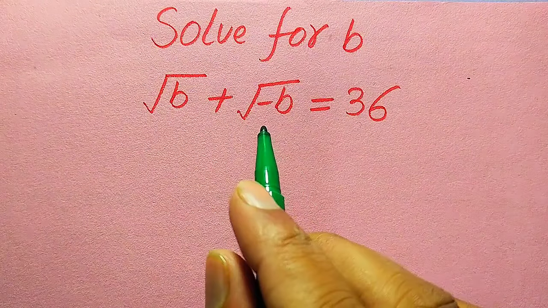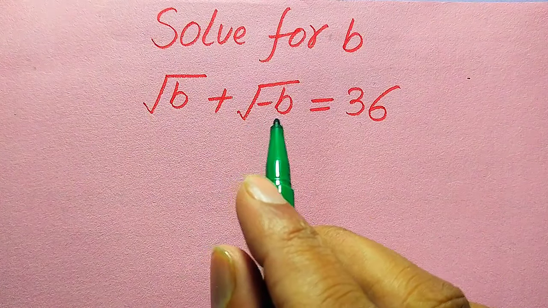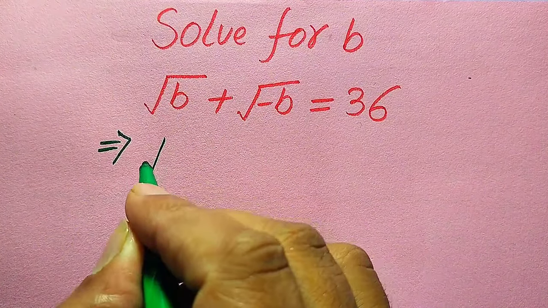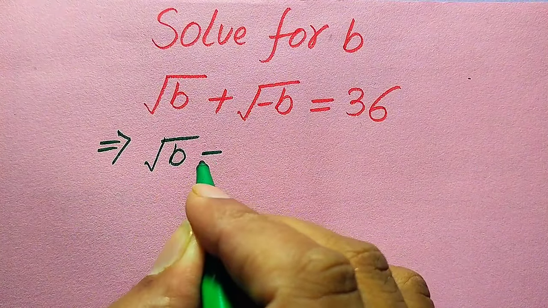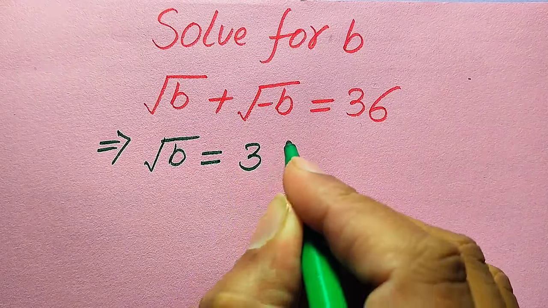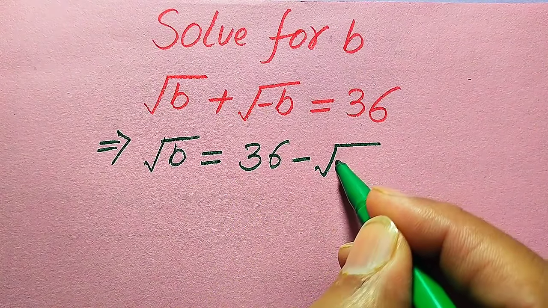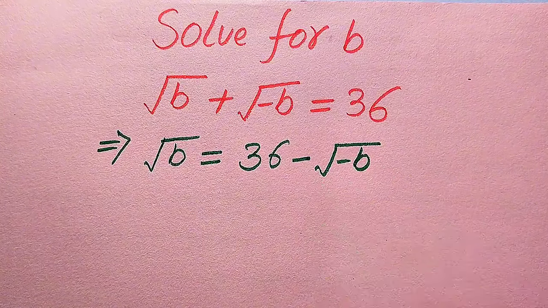The very first thing we are going to do is first we move this square root of minus b to the right hand side. And when we move this term to the right hand side, it will become square root of b is equal to 36 minus, this is a positive term. When we move it into the right hand side, it will become negative.